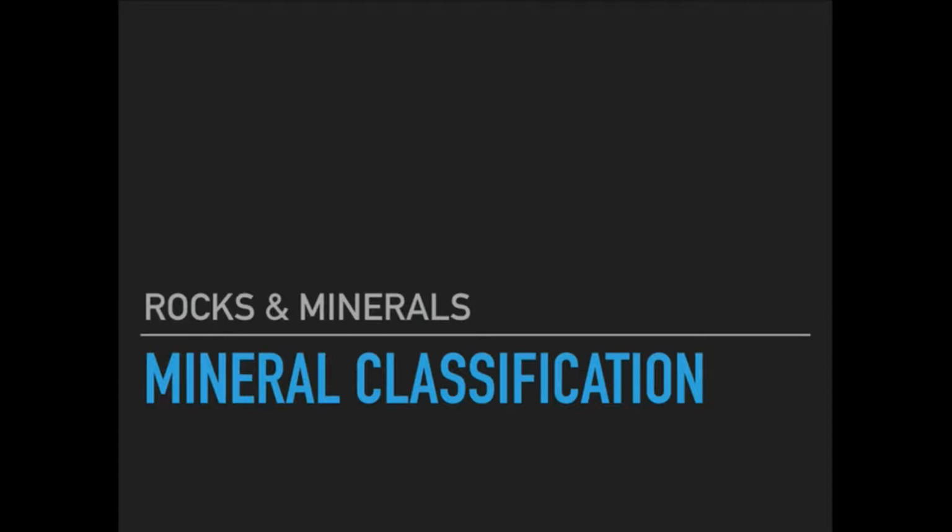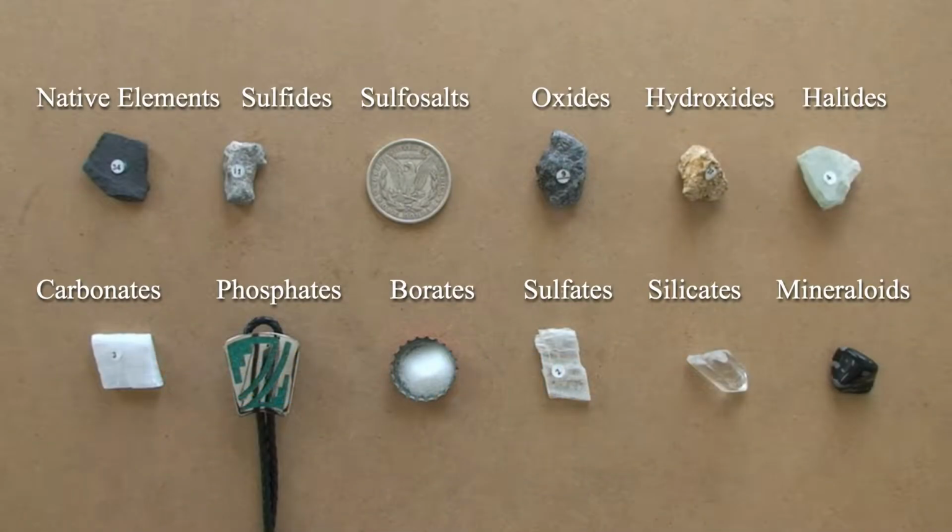Part two of mineral classification. We did the first half yesterday, and now we're going to continue on today. So here's our 12 different groups that we've identified. The first group is called native elements. Second group is sulfides. The third group is sulfur salts.